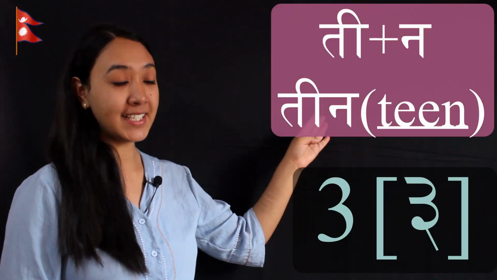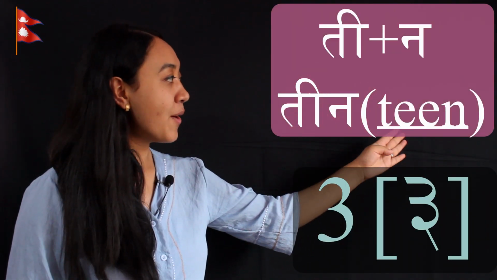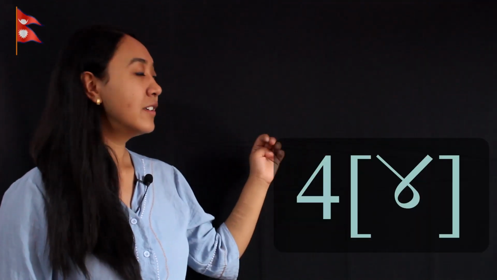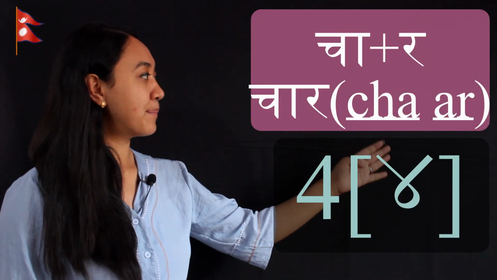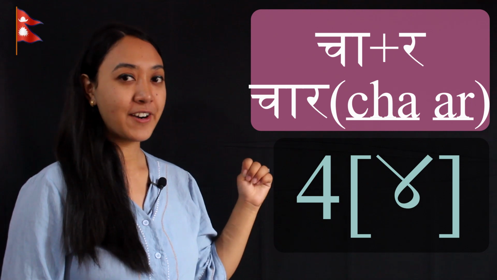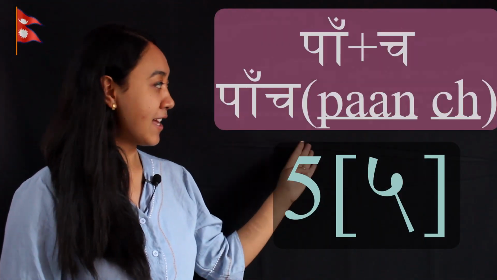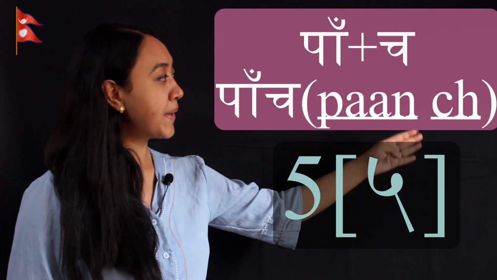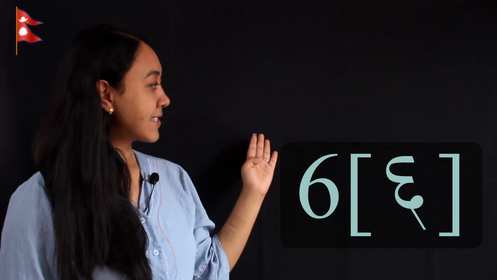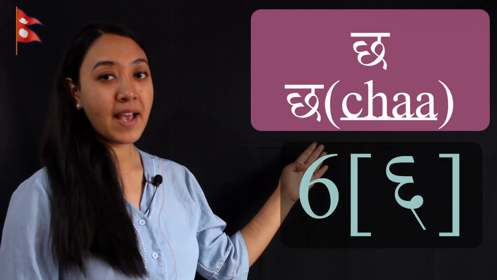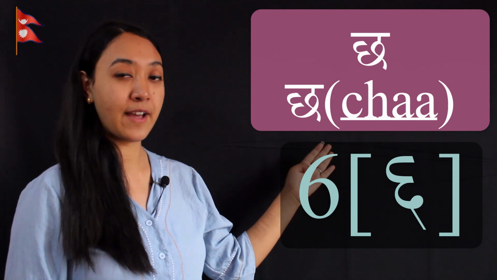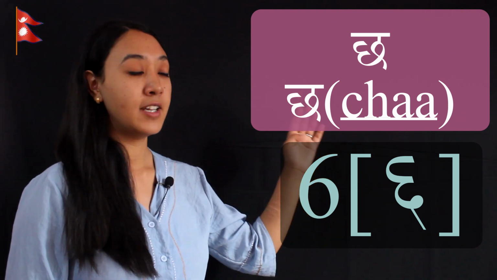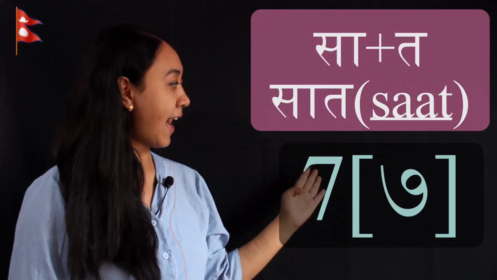3, that is teen. Ti plus na becomes teen. 4, that is char. Cha plus ra becomes char. 5, that is panch. Pa plus cha becomes panch. 6, that is cha. It is the same as the second line first consonant we have learned before. It is cha. 7, that is sat.